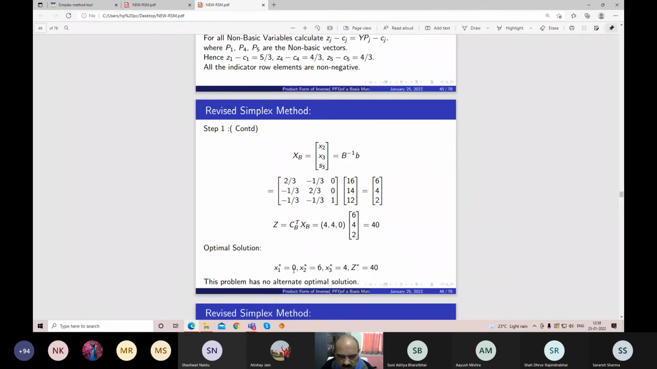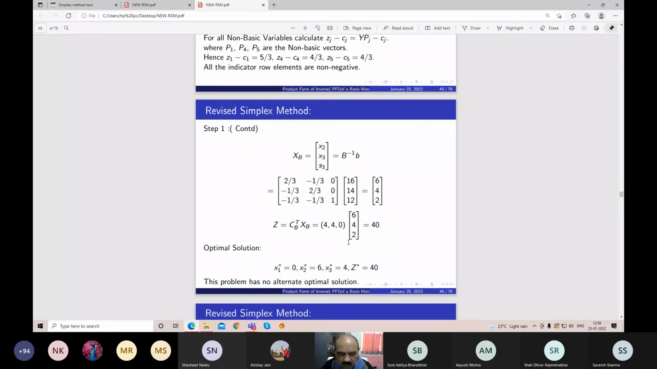So X1 equal to 0, x1 is not there because the basic variables are x2, x3, s3. So x2 equal to 6, x3 equal to 4, and s3 equal to 2, which is not required to write, and the value of our objective function equal to 40.